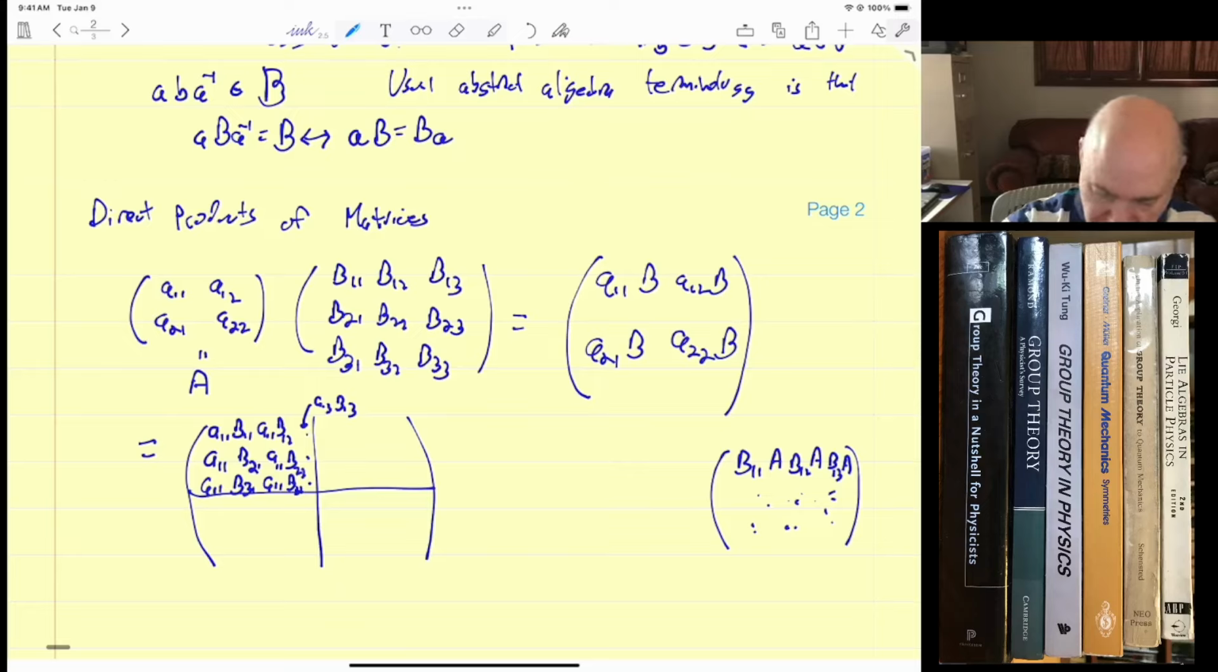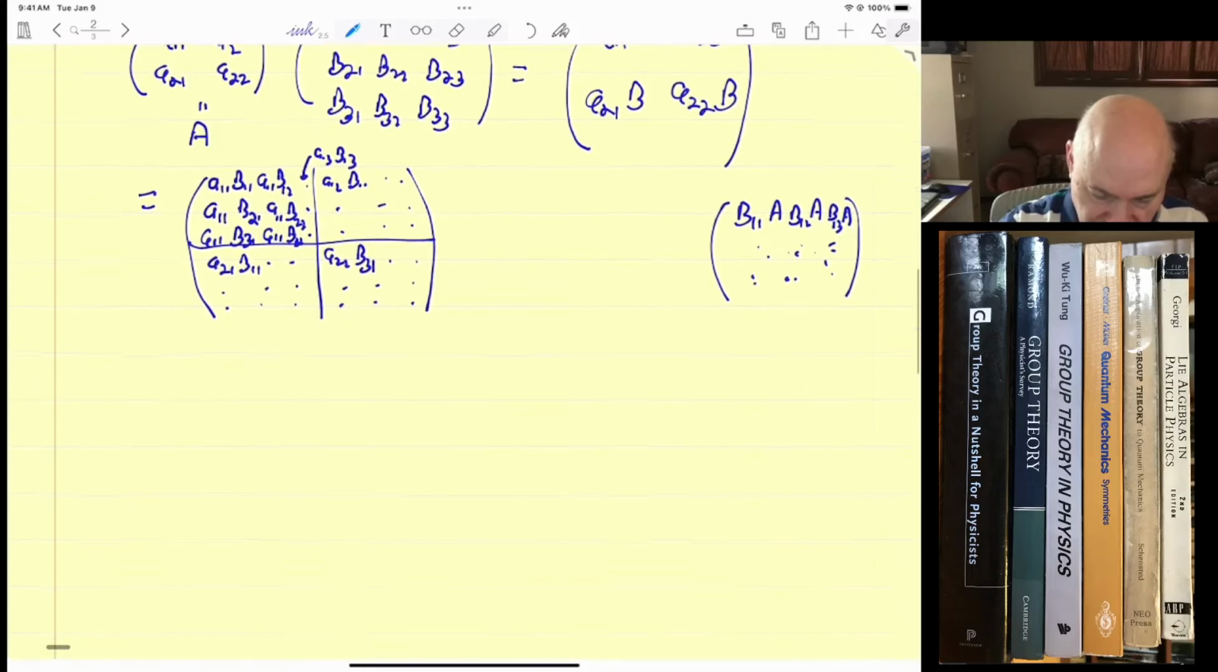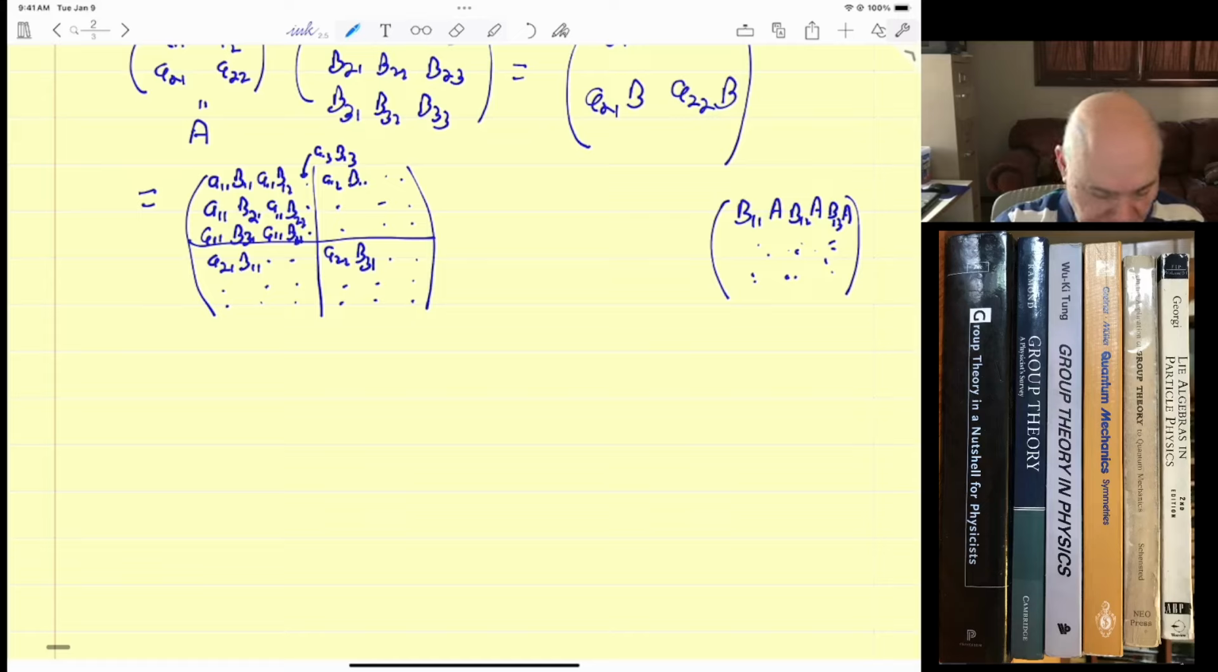And then this one's going to be A12 B11, and this is going to be A21 B11. This is going to be A22 B31. So it's all what you'd expect. Anyway, when you take these direct products of matrices, now you can get what's called the direct product representation.